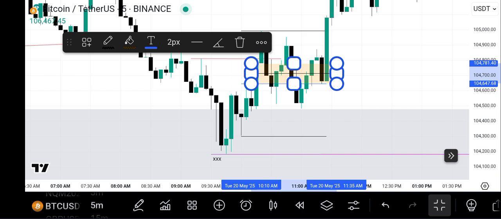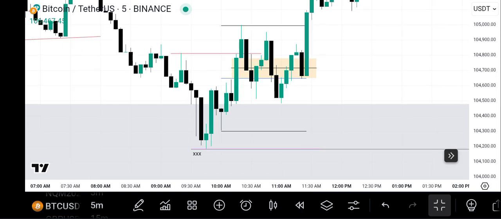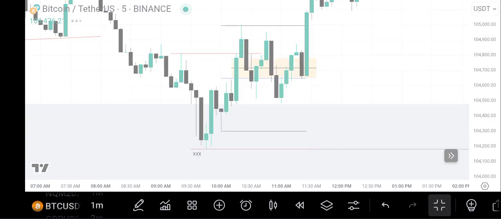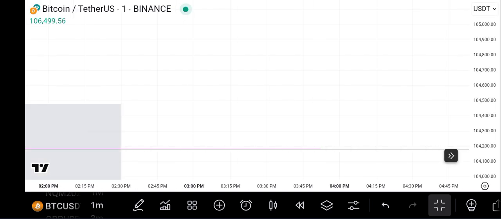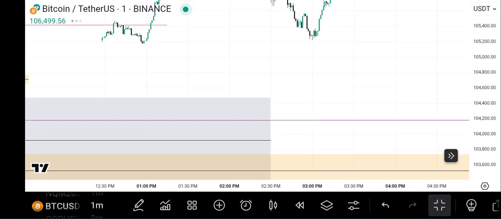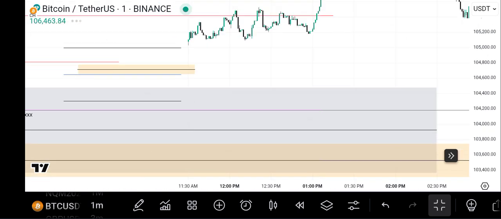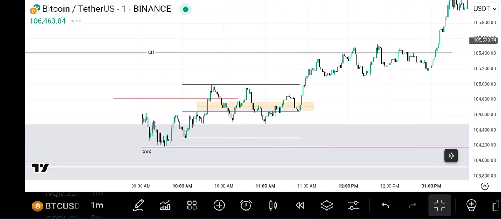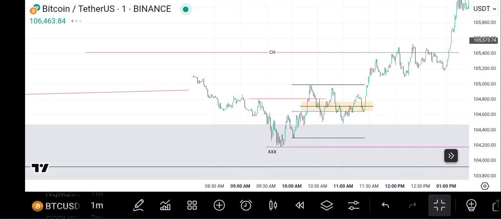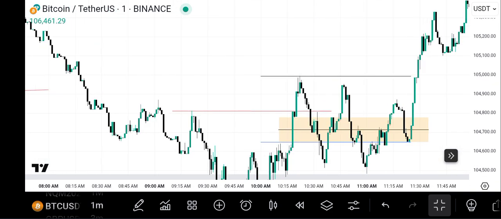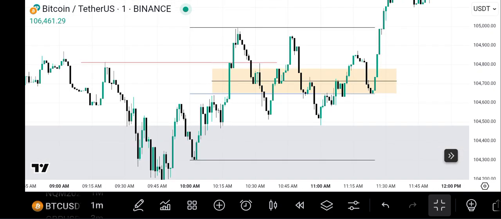Now at that level, what would we do? Go to the 1-minute time frame to look for a shift in market structure bullish, if it occurs or not. Now look at what price did, guys, at that region. Guys, look at it. We will trade fair value gap.